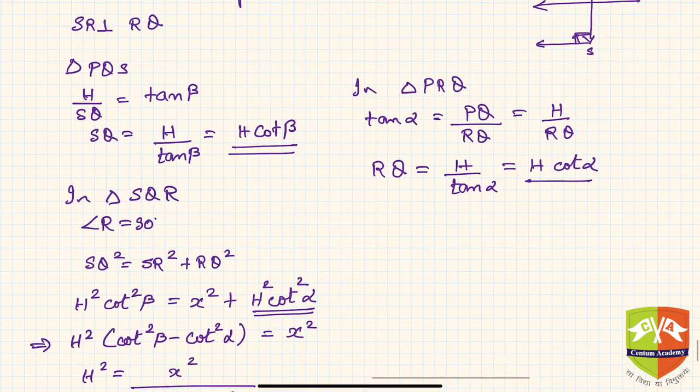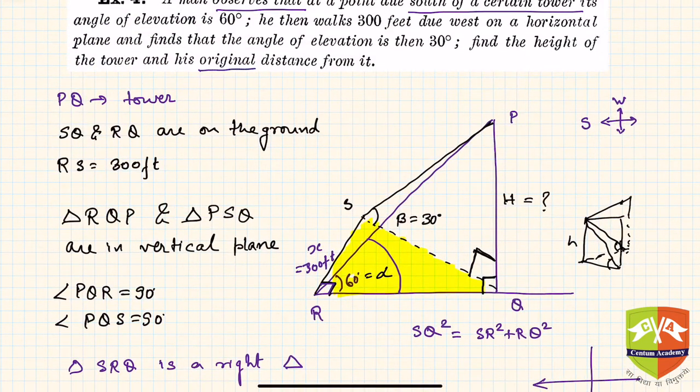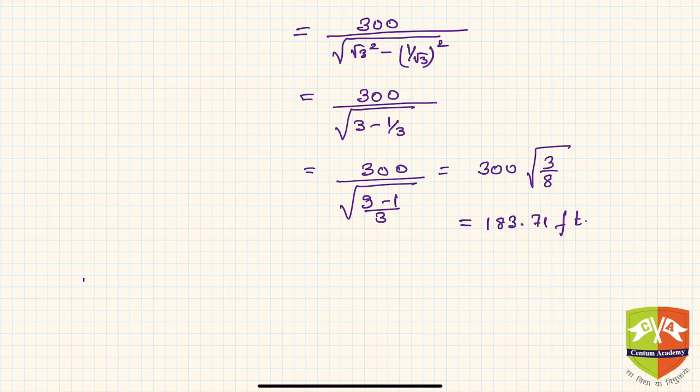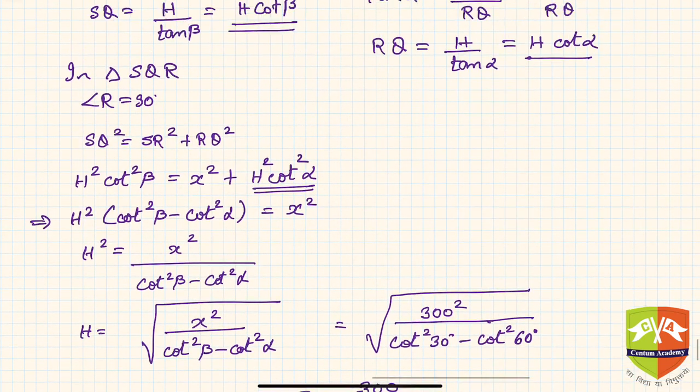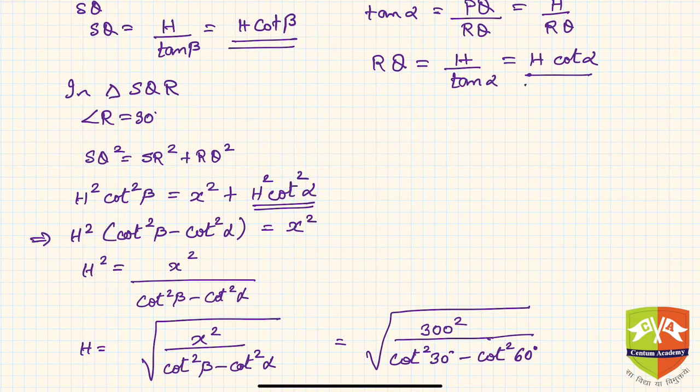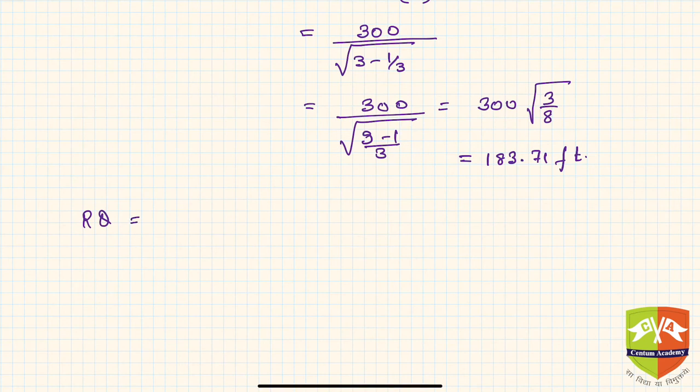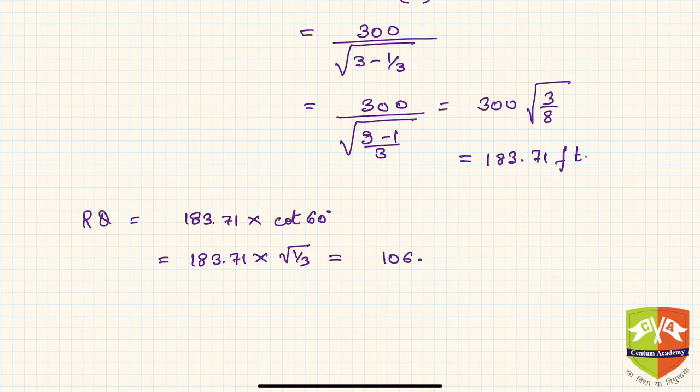The second part of the question asked us to find the original distance of the man from it, that is RQ. This was the original distance, isn't it? So let us find out RQ. What is RQ, guys? We have calculated RQ is H cot alpha. From here, if you see, this is H cot alpha. We just found out H is 183.71. Cot of alpha is cot of 60 degrees. If you calculate this, 183.71 into cot 60, which is 1 by root 3, the value will come out to be 106.06 feet. This is the calculation.